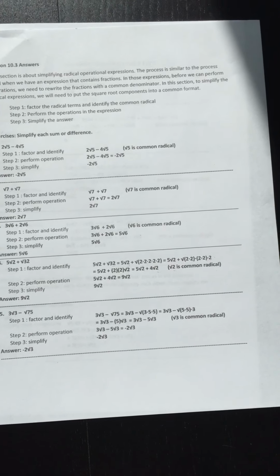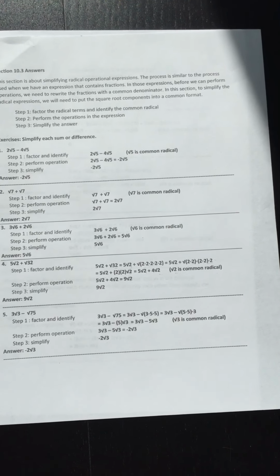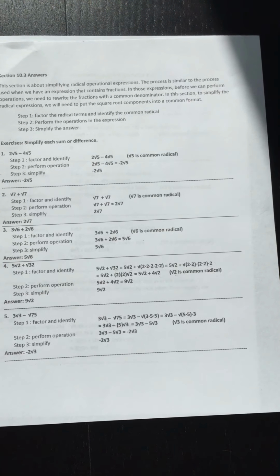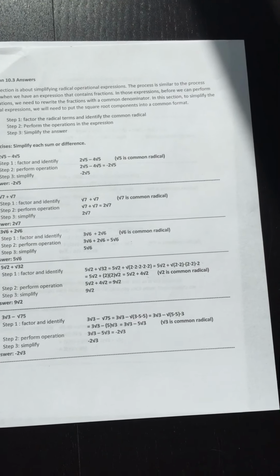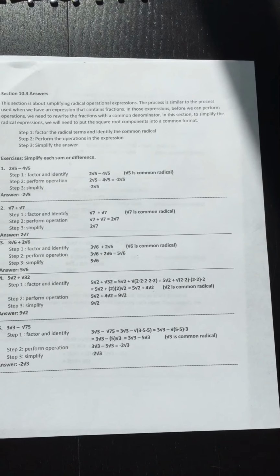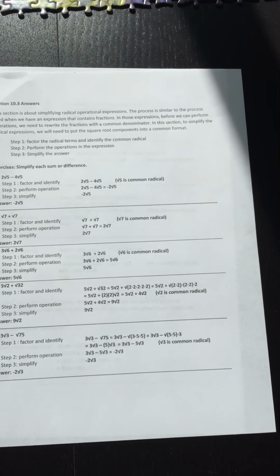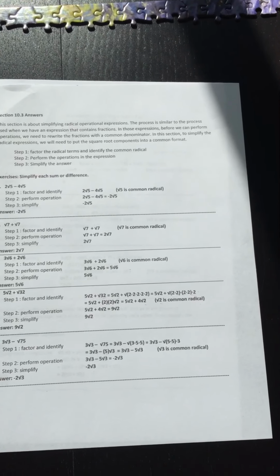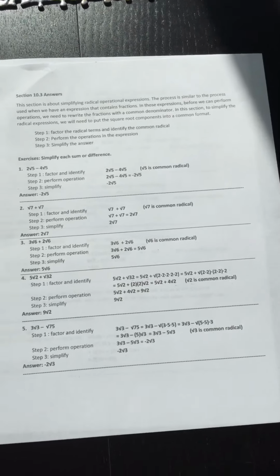But as you can see in this section, what we're doing is we're looking at radical operational expressions, adding and subtracting in this first set of problems. And when we do this, it's similar to what we do when we have fractions. What we need to do before we can add or subtract fractions is get a common denominator. Similarly here, we have to get a common radical. And we do that in 3 steps. First of all, we factor out all the terms and the radical terms in the expression and identify what the common radical is, then perform the operation and simplify.